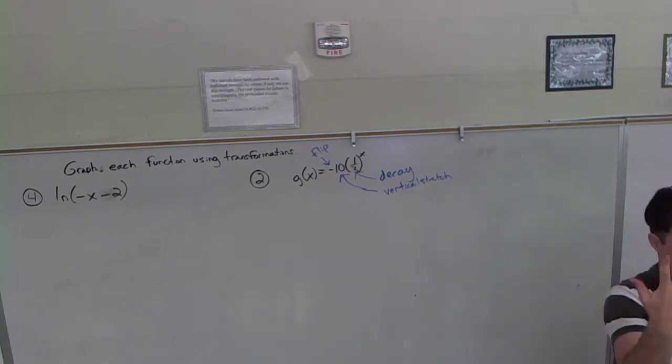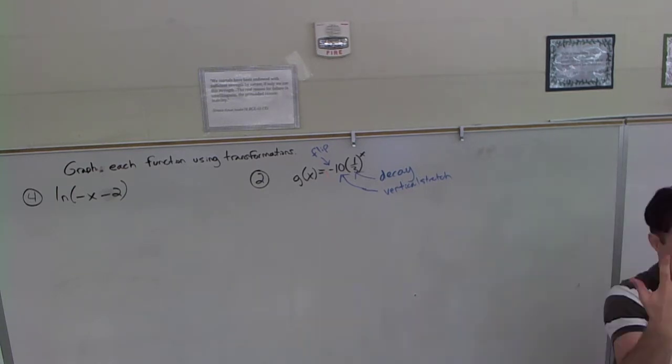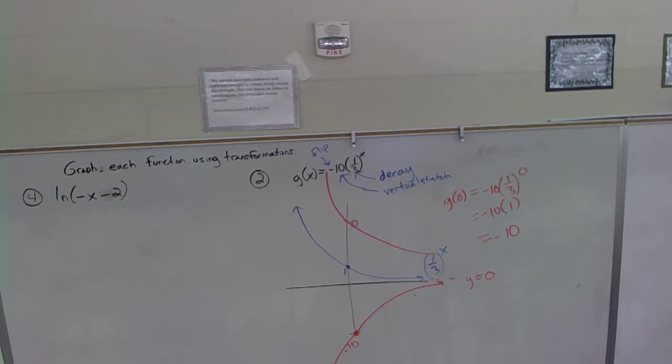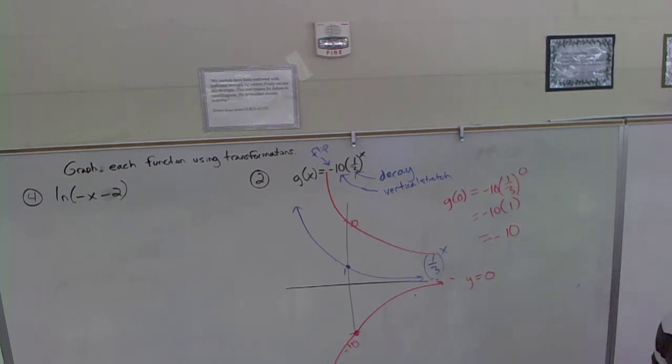Last one, I left off the asymptote. What was the asymptote on that last one? Go back and look at your picture. It's not flat, right? Logarithms have a vertical asymptote. I should have labeled it. X equals 0. So don't forget to label your asymptotes, okay guys?